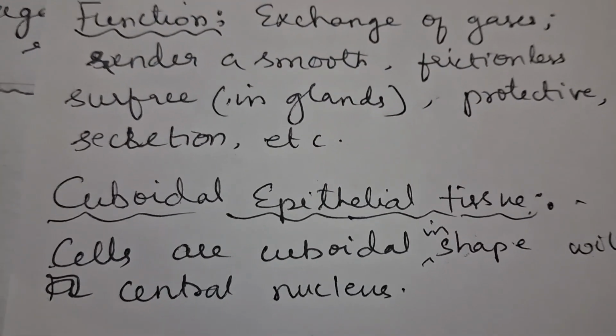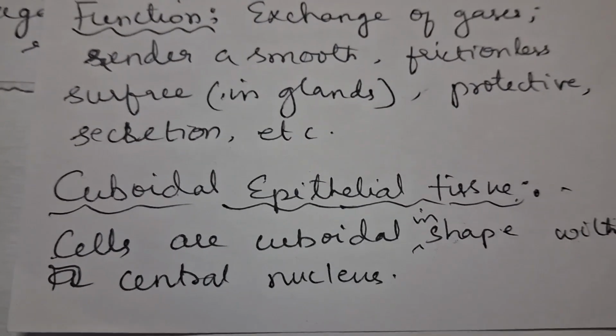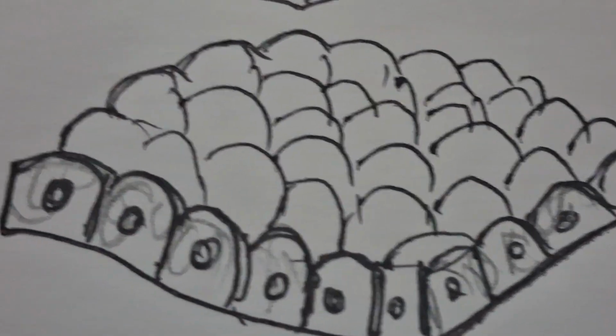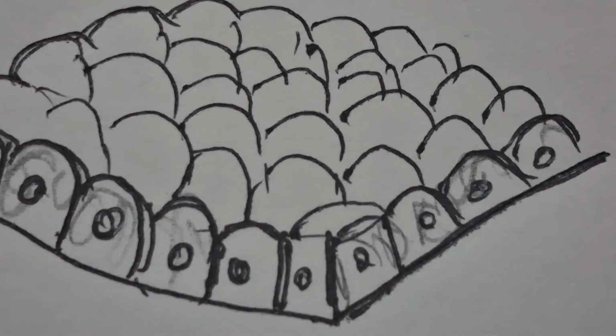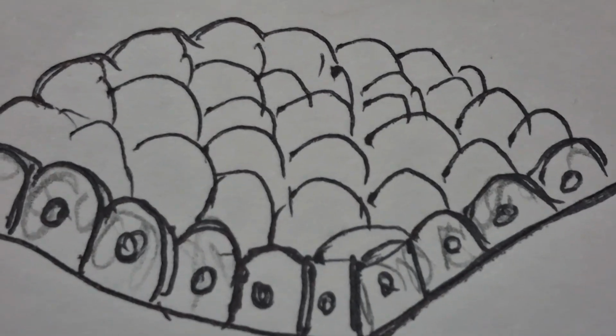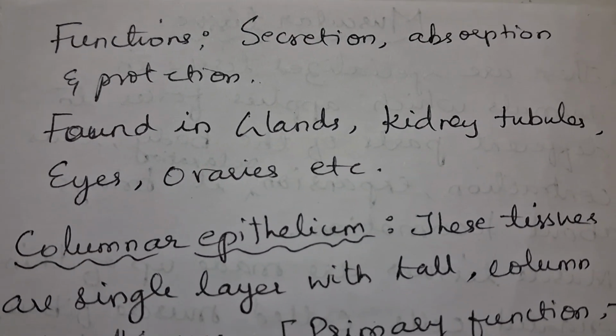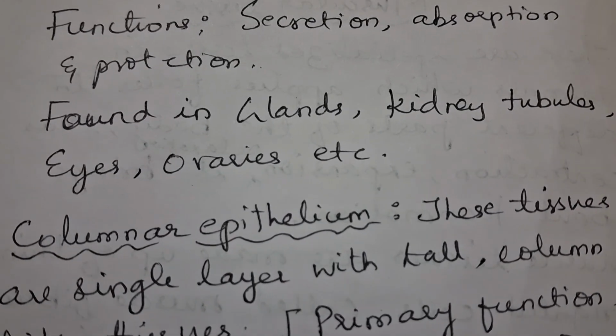Cuboidal epithelial tissue. The cells are cuboid in shape with a central nucleus. This is cuboidal epithelial tissue. They are cube-like. Functions: secretion, absorption and protection. Found in glands, kidney tubules, eyes, ovaries, etc.